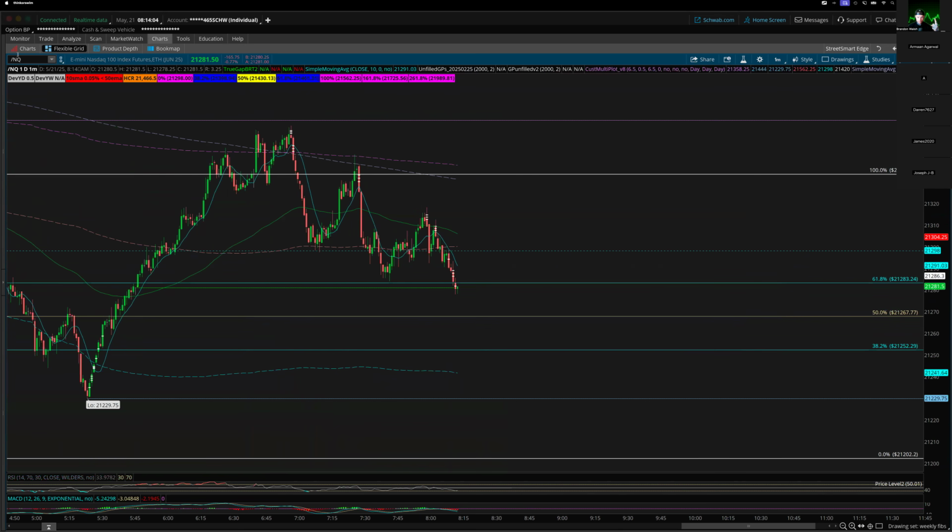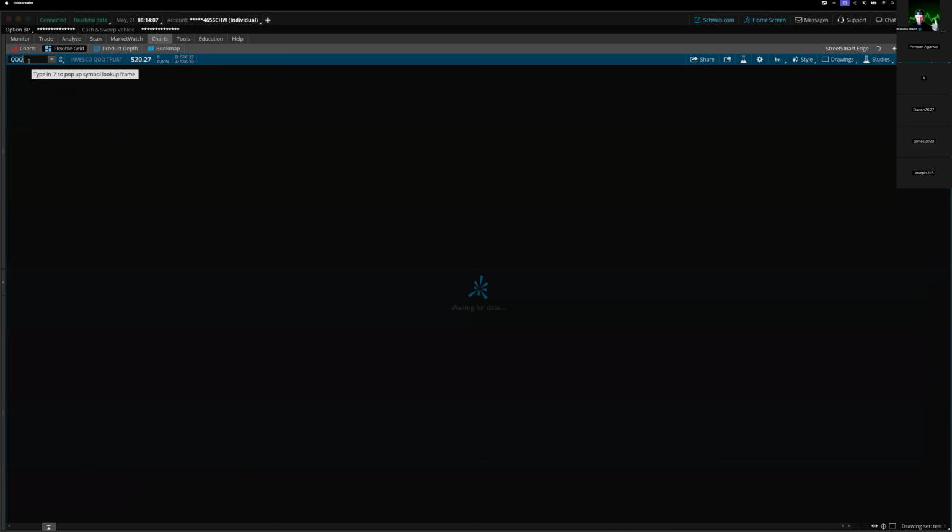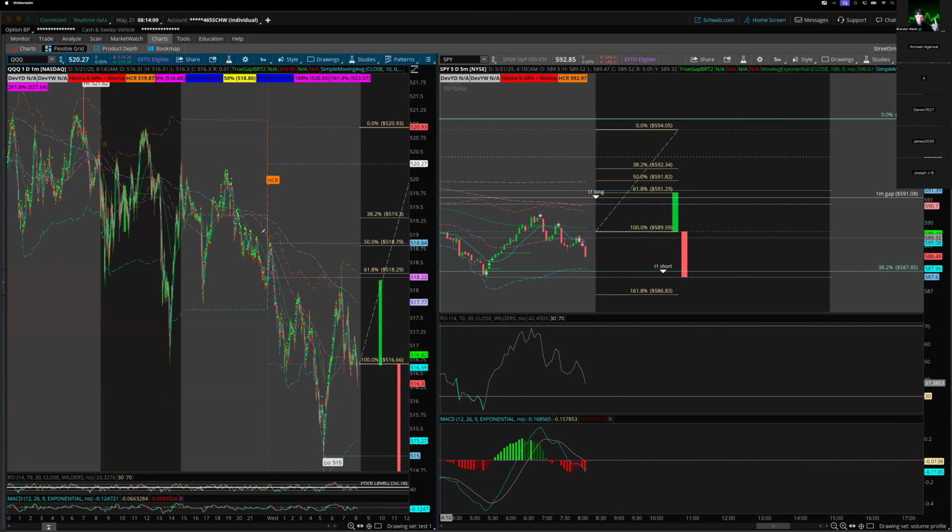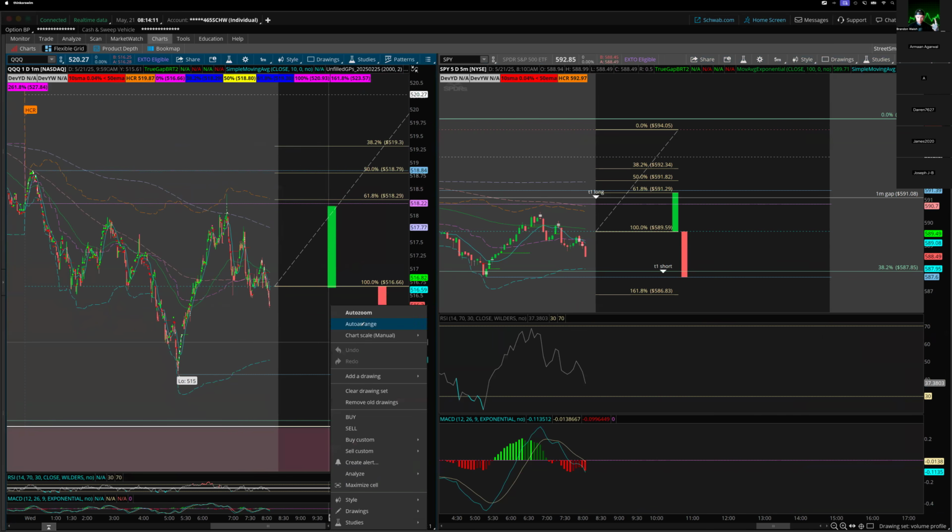So again, over under yesterday's lows on the Qs, over under yesterday's lows on the SPY. Watch for those ES tag targets. That is the morning breakdown.